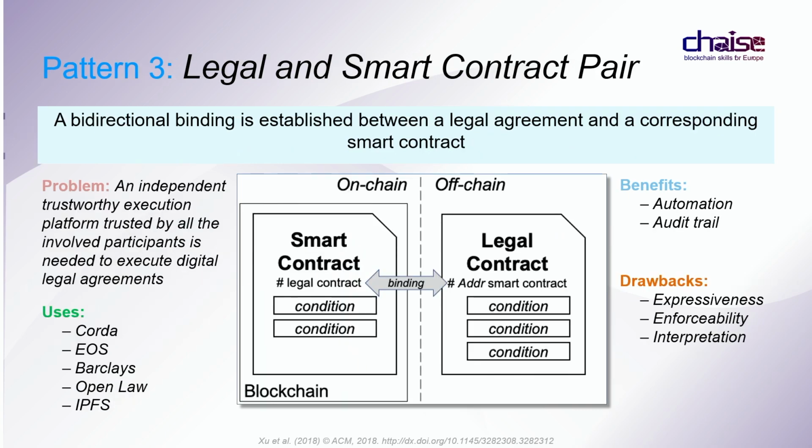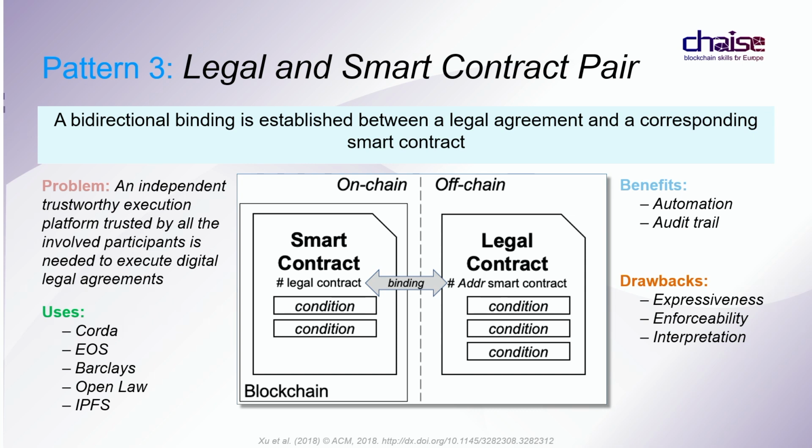Next pattern is legal and smart contract pair. The legal and smart contract pair pattern describes a bidirectional binding established between a legal agreement and a corresponding smart contract. Problem: an independent, trustworthy execution platform trusted by all the involved parties is needed to execute digital legal agreements. Blockchain can provide that platform, using an on-chain smart contract to digitize legal agreements.